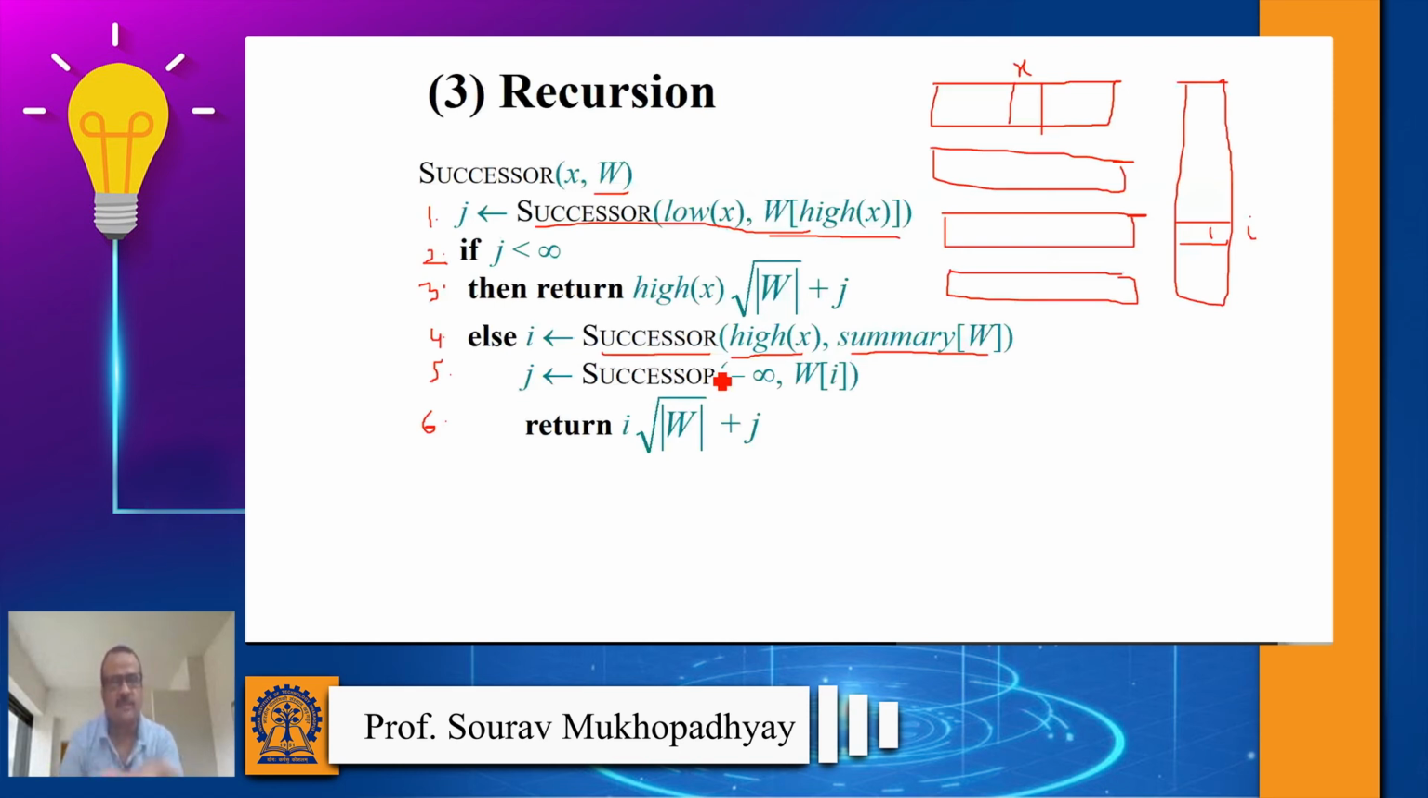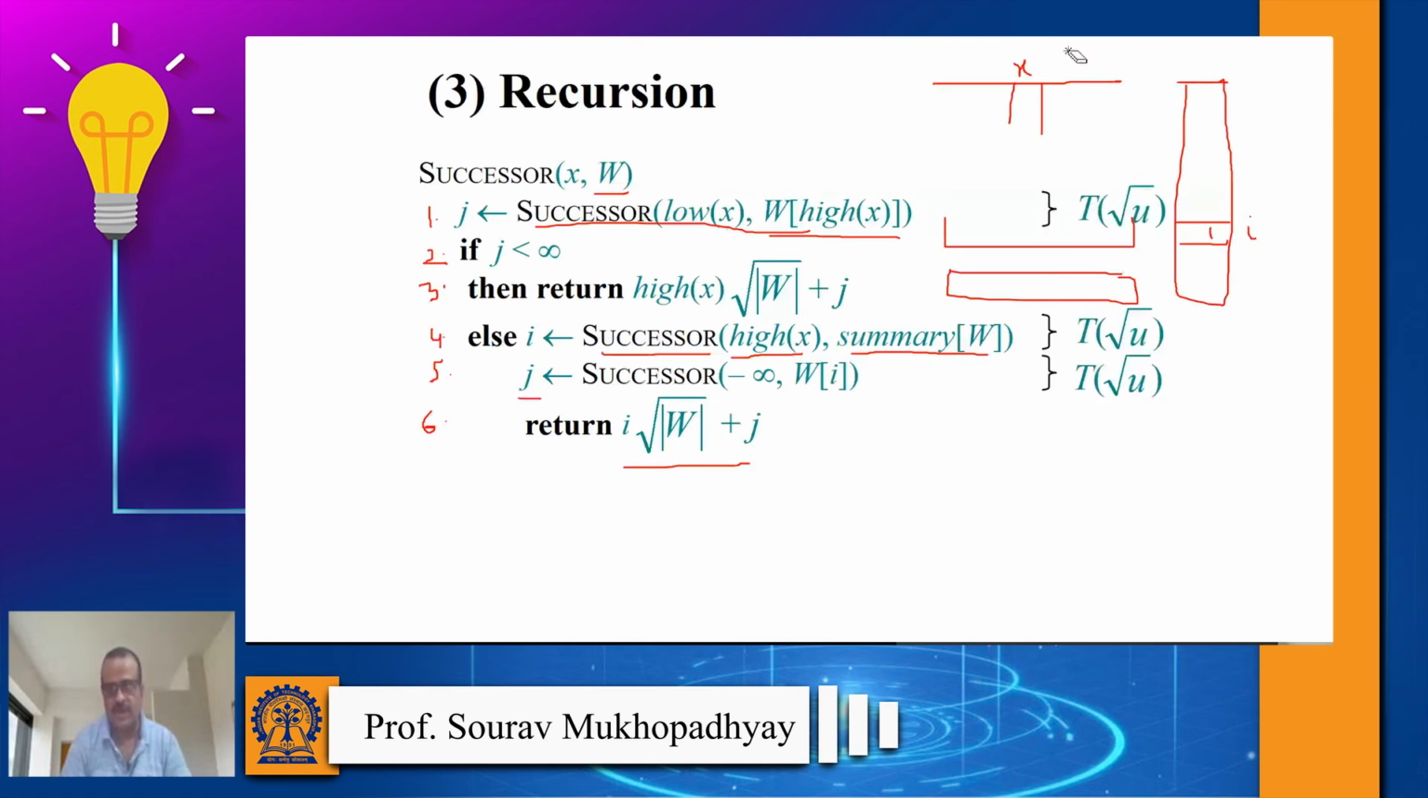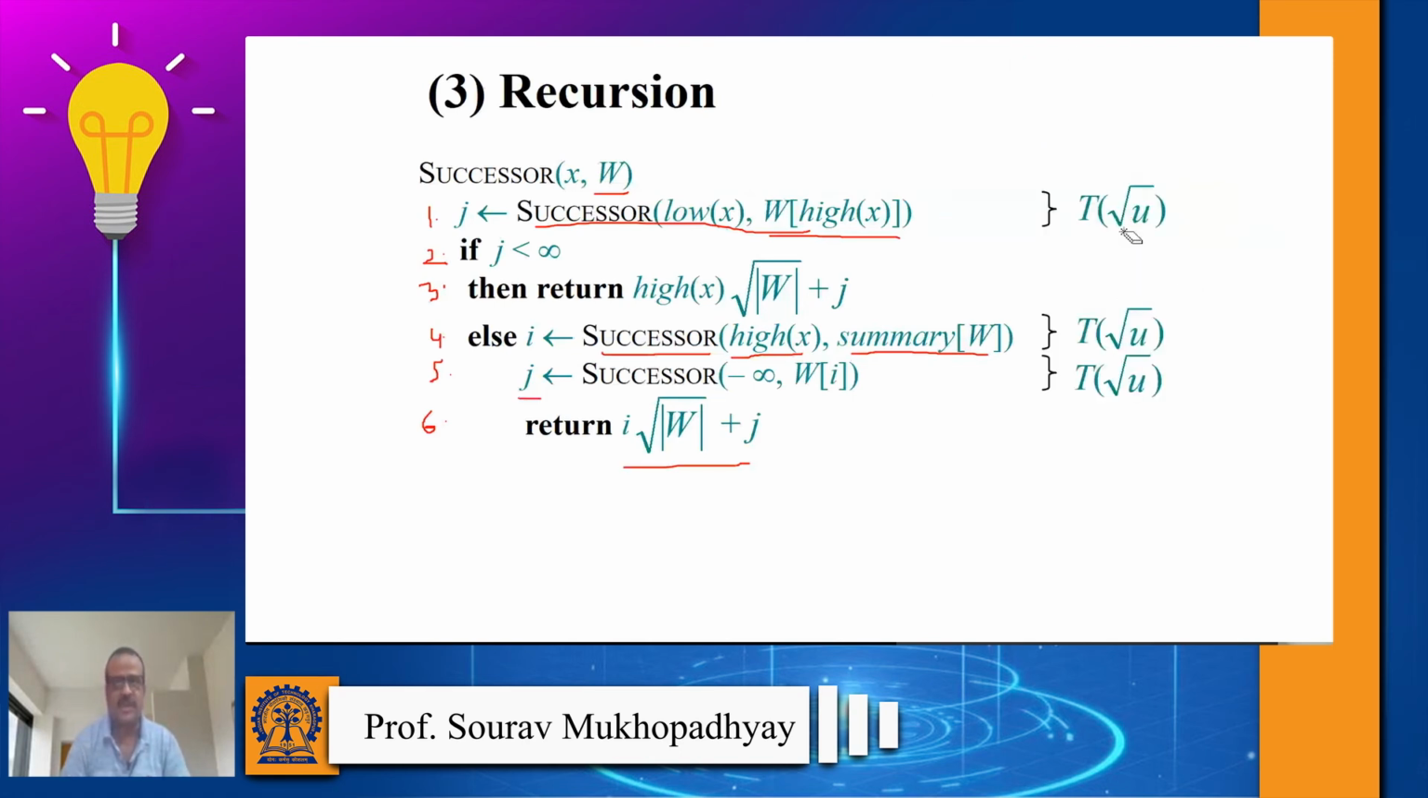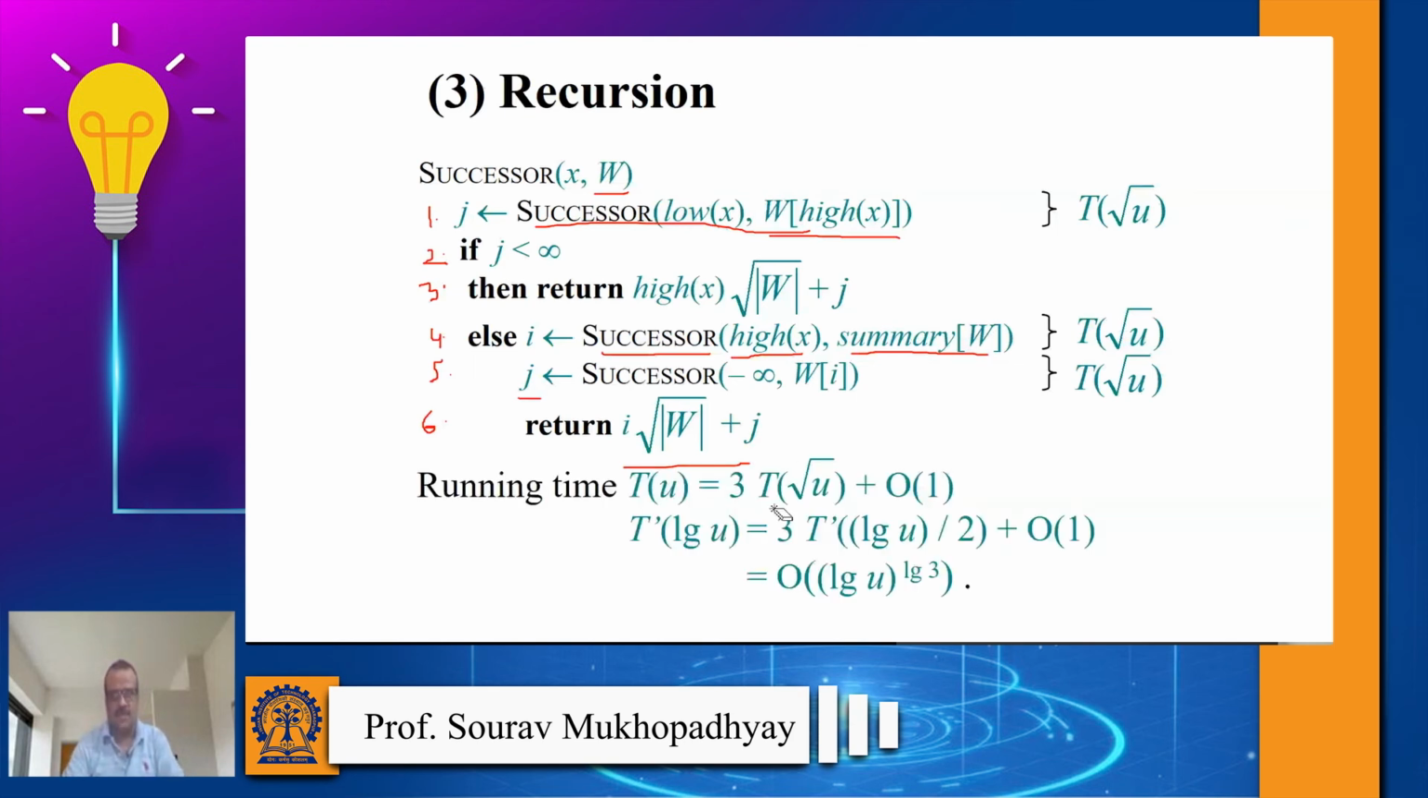So how many calls? We have 3 calls over here, and each will take T of root u. So what is the time complexity? The time complexity will be 3T of root u plus theta of 1. But that will not give us log u. So we don't need this 3; we want only one successor call. That is some more augmentation we are going to do. So how to do that? Any idea how to save some calls from here?